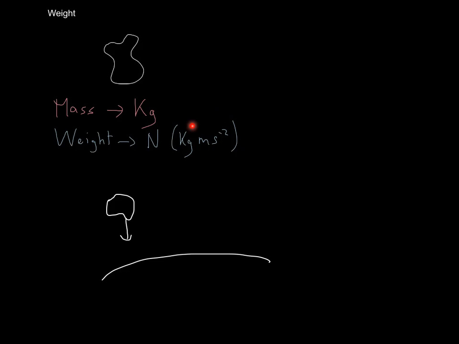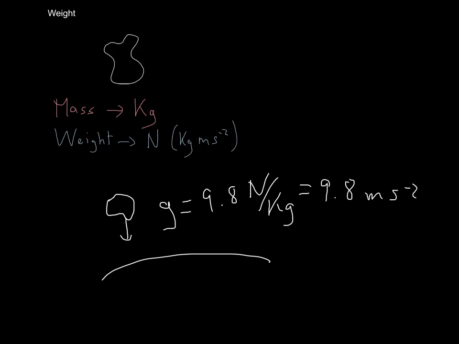Funnily enough, a newton per kilogram is an acceleration. That's why we normally speak about the acceleration of gravity. But actually, we're not really talking about an acceleration. We're talking about a field strength. So the field strength on the surface of the Earth, we call it g, and it's 9.8 newtons per kilogram, which has units of acceleration, and therefore we call it the acceleration of gravity, which is 9.8 meters second to the minus 2. But remember, what we're really talking about here is field strength. How much force per kilogram does something receive when it's on the surface of the Earth?